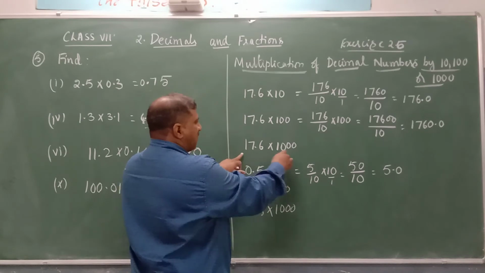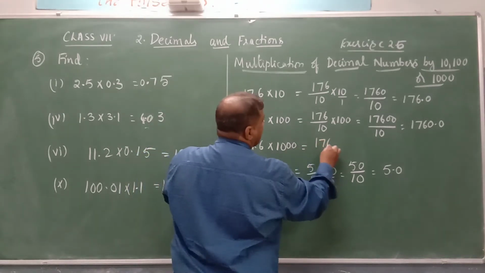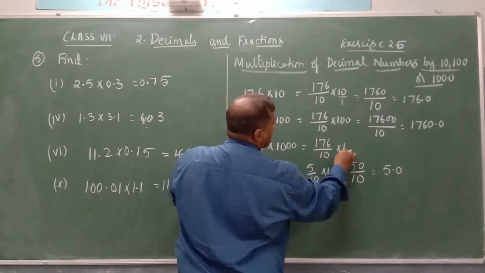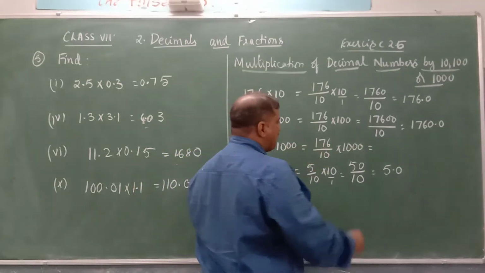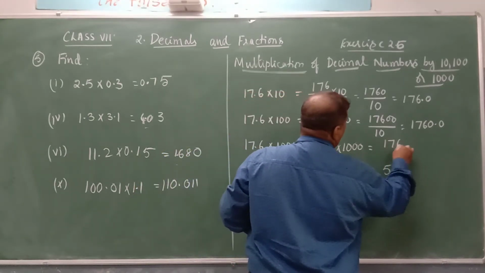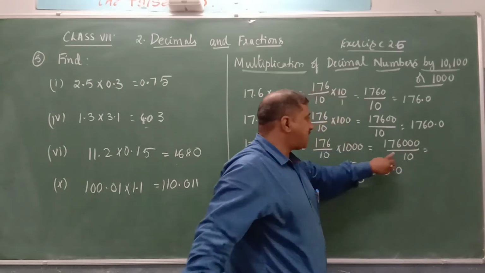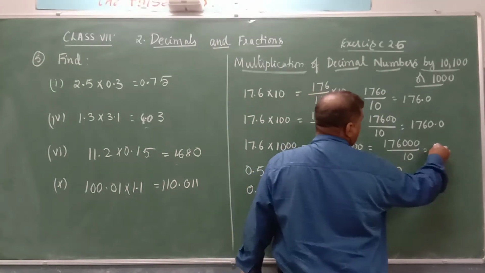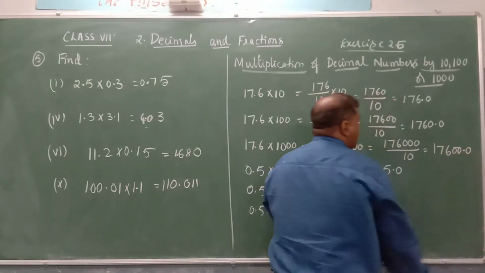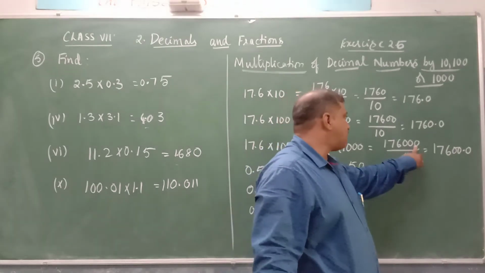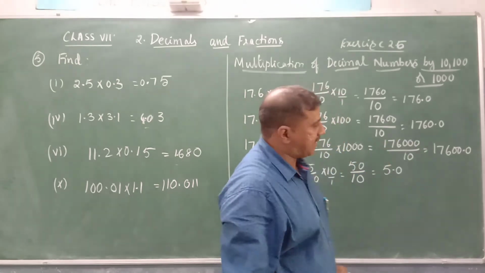So when we multiply with 1000, what do we get? 17.6 means 176 by 10 multiplied with 1000. So 1000 is multiplied by 176. What we get is 1,76,000 by 10. So expressing this in decimal form, we get 17,600.0. Why? 10 has 1 zero, so we should keep the decimal point after 1 digit from the right side.